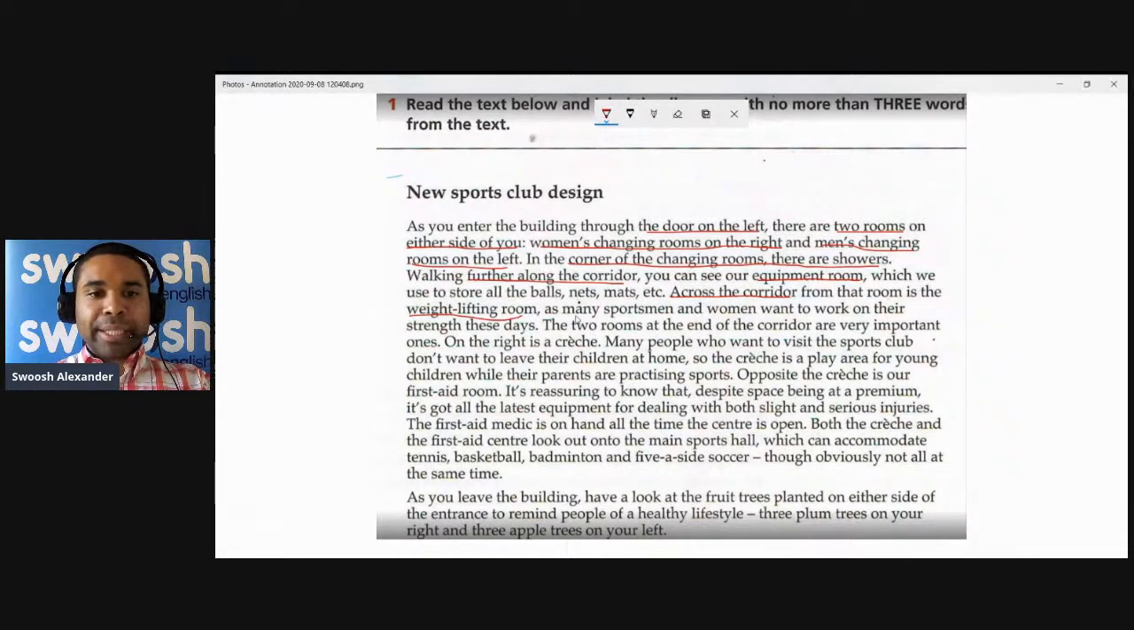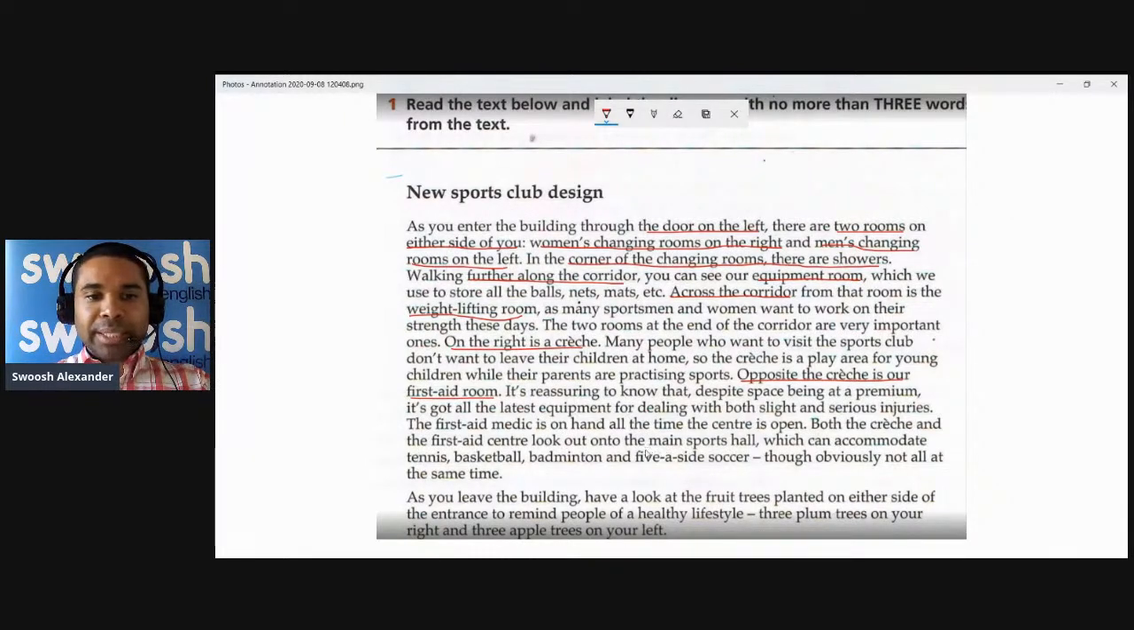So back to the description then. It then goes on to say the 2 rooms at the end of the corridor are very important ones. On the right is the creche. We don't need to know why. Opposite the creche is our first aid room. It's reassuring to know that despite space being at a premium, it's got all the latest equipment for dealing with both slight and serious injuries. Yeah, so that gives us more information we don't need.